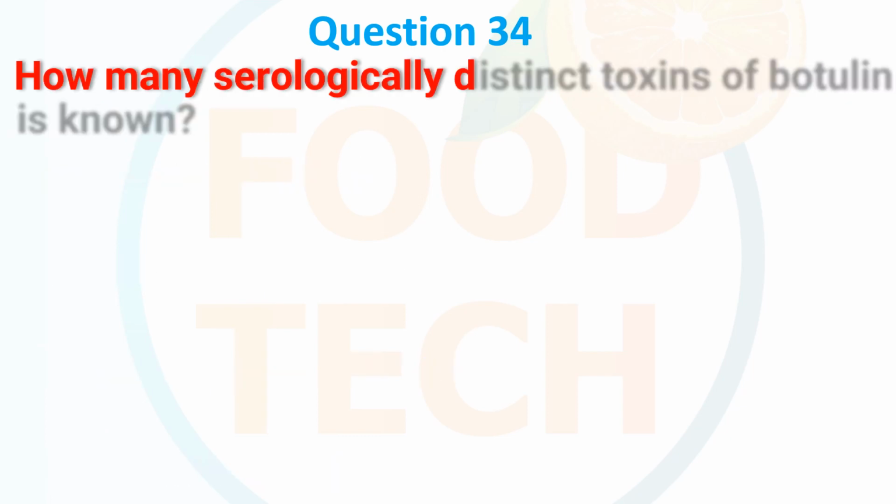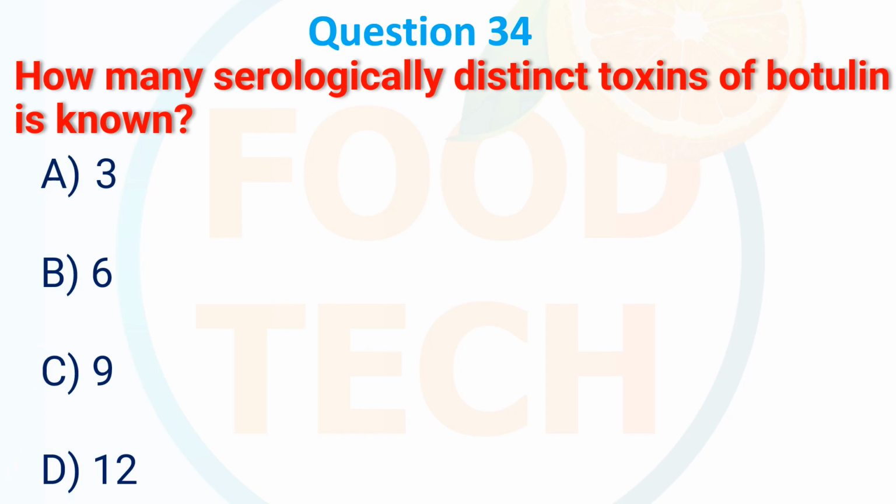How many serologically distinct toxins of botulinum are known? A. 3. B. 6. C. 9. D. 12. The answer is B. 6.